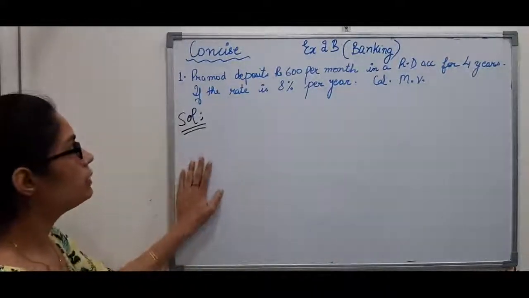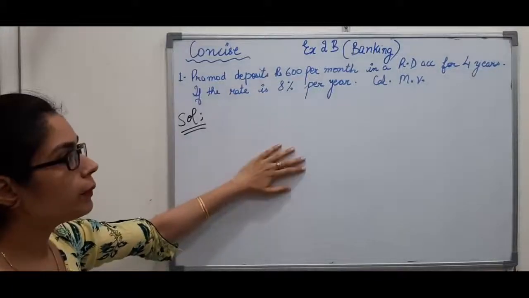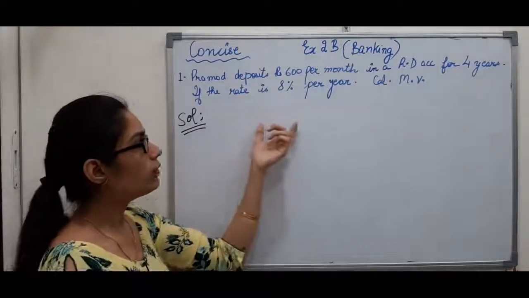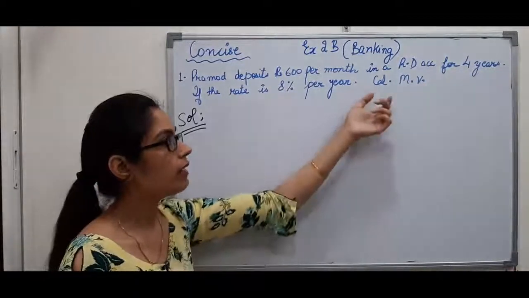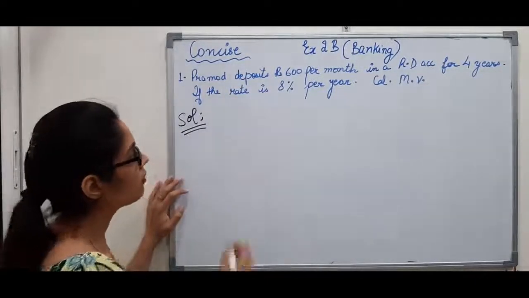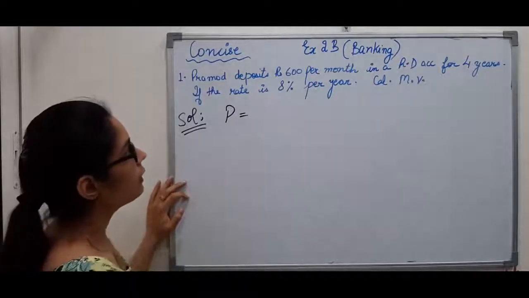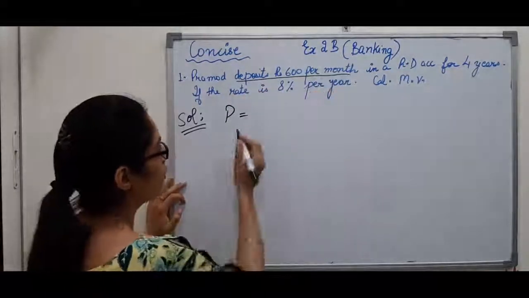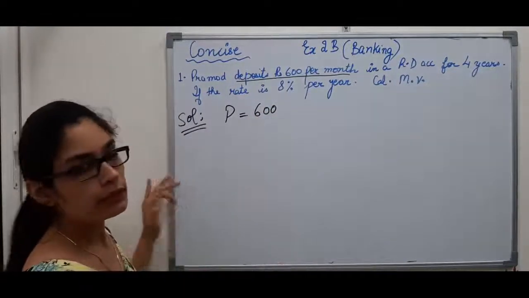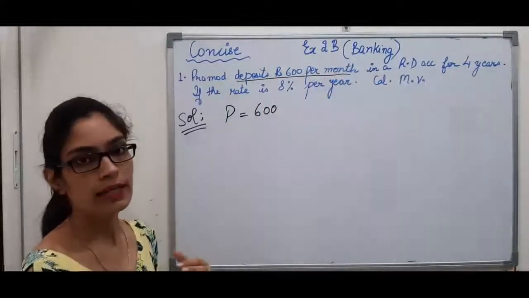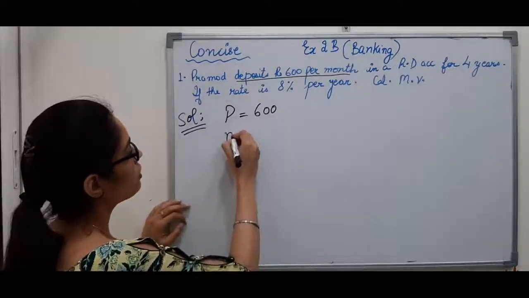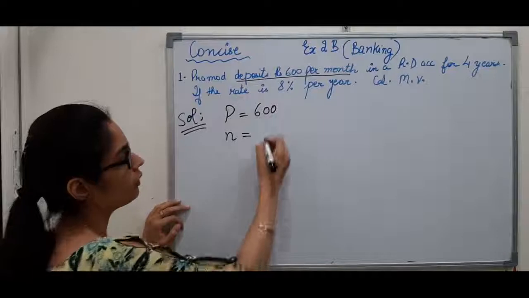The first question is: Pramod deposits rupees 600 per month in an RD account for 4 years. If the rate of interest is 8% per year, we have to calculate the maturity value. First of all, we will write down the data which they have given us. P, which is the monthly installment, they have given us a deposit of 600 per month, which means P is 600. Wherever it's written per month, let's take it as a monthly installment. Now time, which is equal to N, they have given us 4 years.